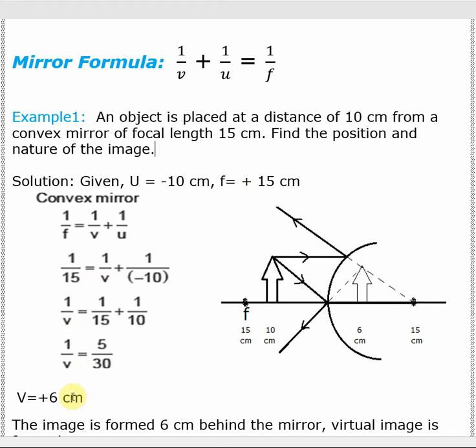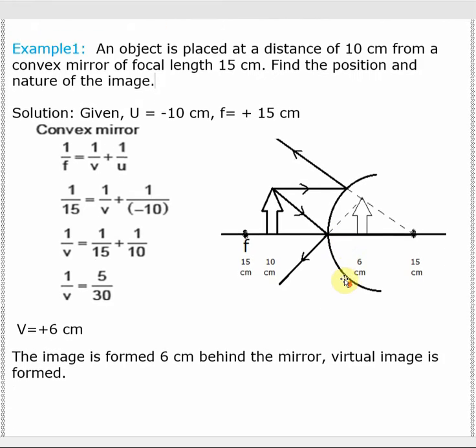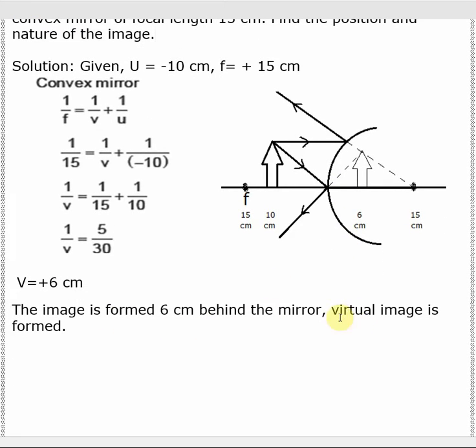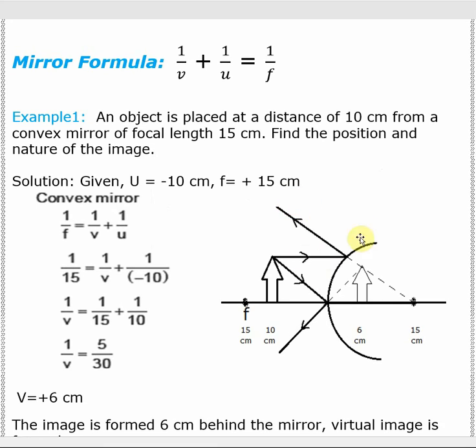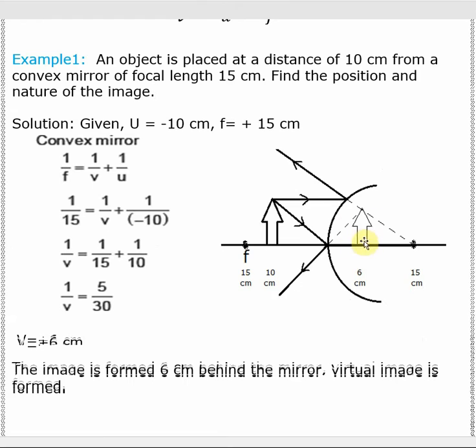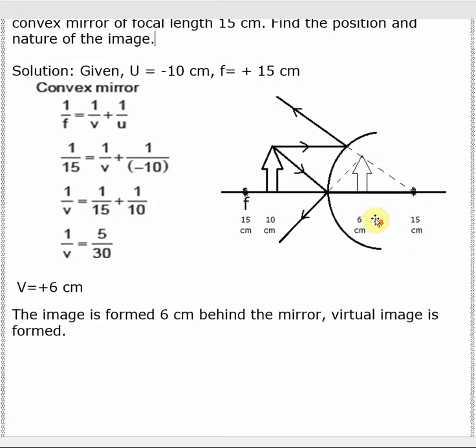From there we got v as plus 6, that means it is at the right side and 6 centimeter away from the pole, behind the mirror, and also virtual. We say it is virtual because there is no light actually passing through the mirror. It's just our imagination that there is an object present, something which is the image, so it's a virtual image. Characteristics for this sum: it is a virtual image, it is a diminished image, and it's upright or erect.